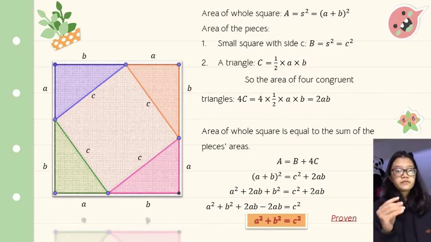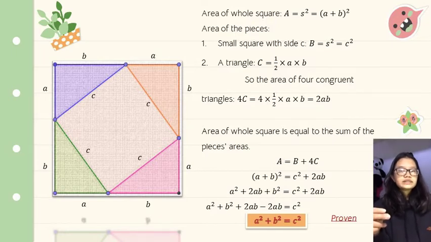We just need to review a right triangle. We know that the area of a right triangle is a half of the product of the height and the base. So in this case, because there are 4 triangles, the sum of the area is 4 times a half of the product of base and height. We simplify it, so we find that the area of the 4 triangles is 2ab.